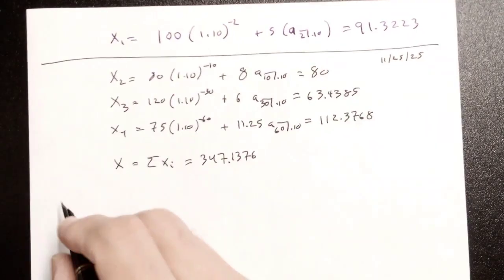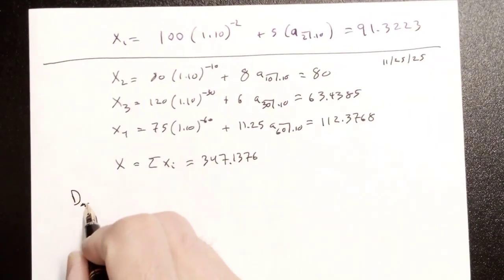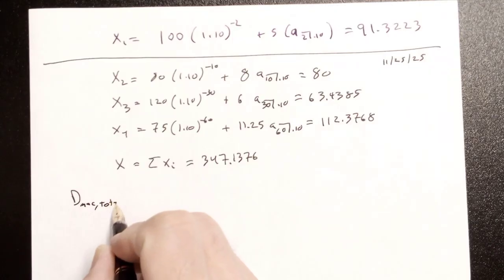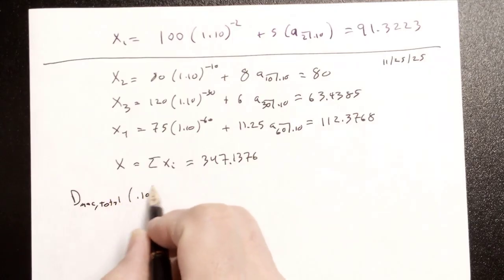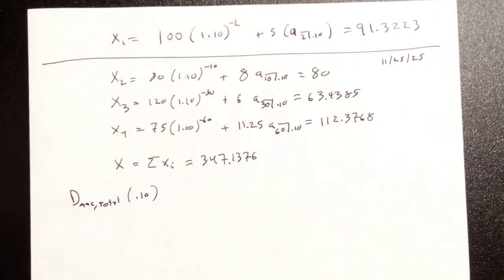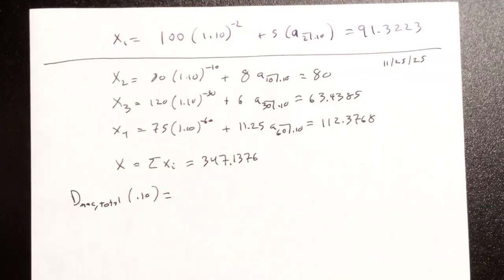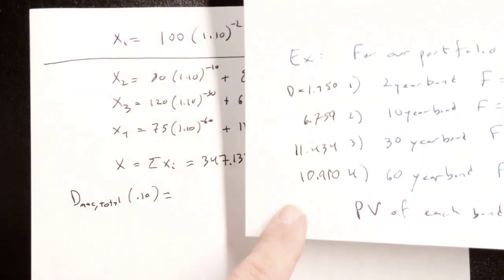So the duration total at 10% requires the duration for each one. But remember, the duration for each one came off of our spreadsheet from the example, and we wrote those durations down last time.